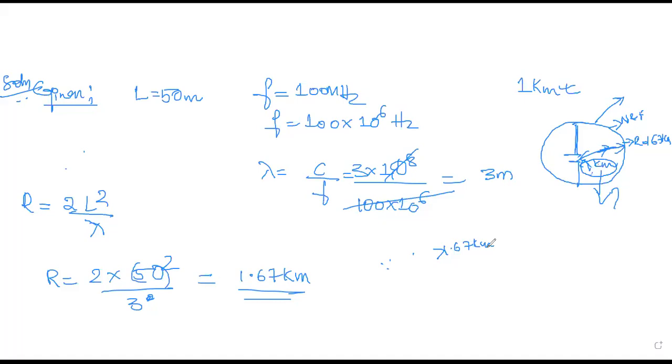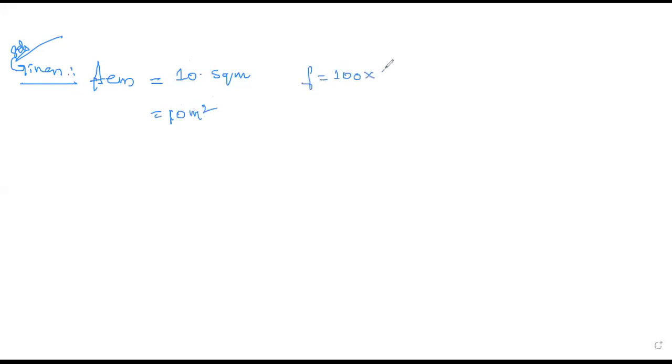Take down one more problem. The maximum effective aperture of an antenna was observed to be 10 square meters, or 10 meters square, at a frequency of 100 megahertz. Calculate the directivity of the antenna.